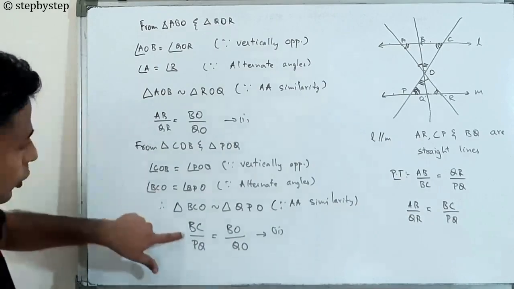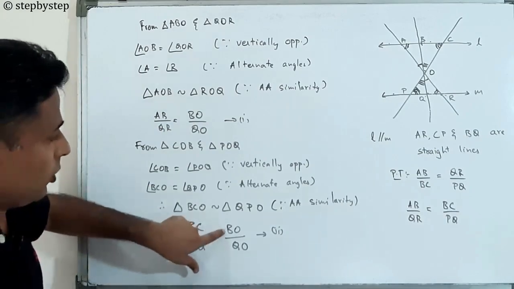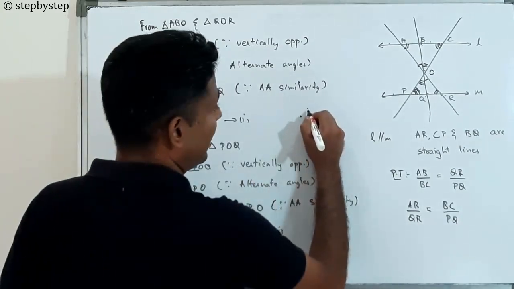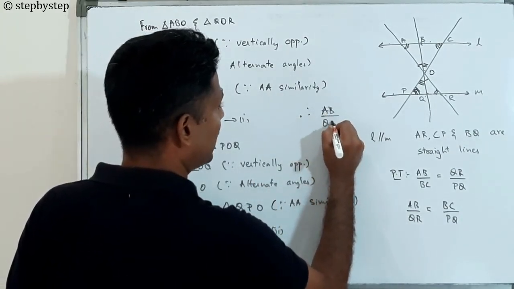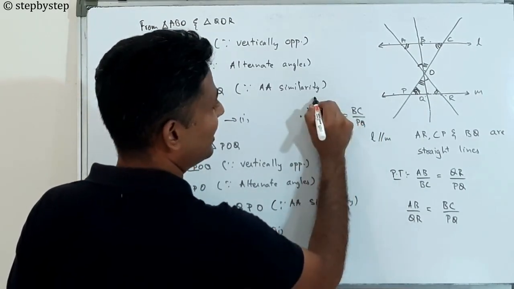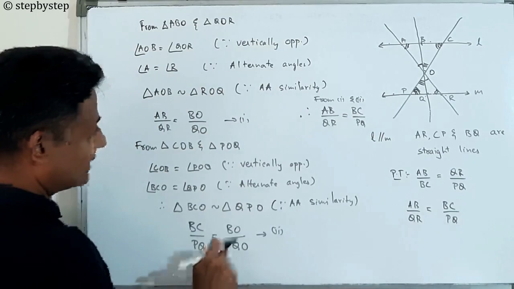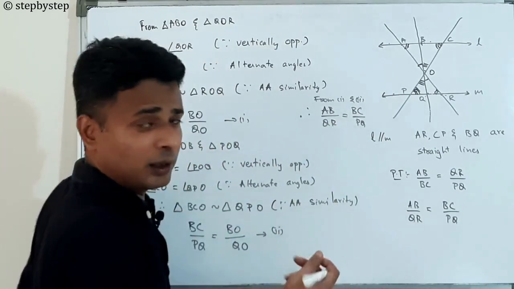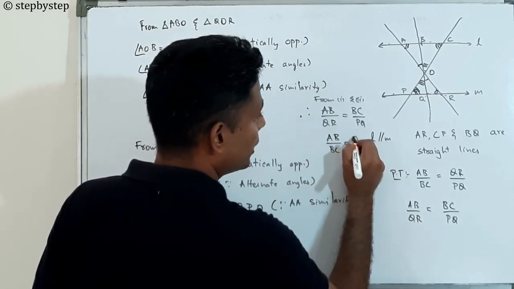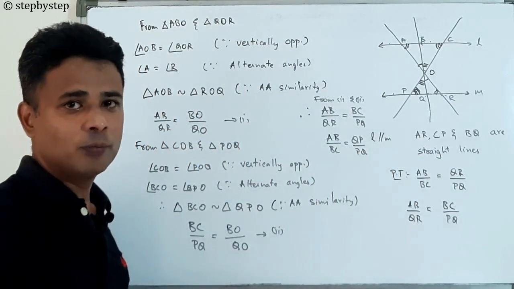Now if you observe from 1 and 2, AB by QR is equal to BO by QO and BC by PQ is equal to BO by QO. So these two things are equal to the same thing. So what do we get? Therefore AB by QR equal to BC by PQ. You will write this from 1 and 2. Now we just need to transpose. Transposing, what do we get? AB by BC equal to QR by PQ. So we have proved what they have asked us to prove.